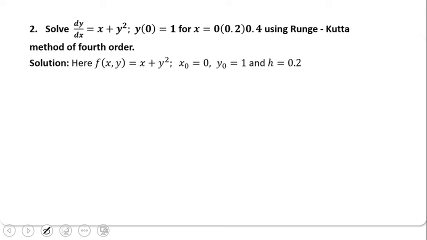Here dy by dx is x plus y square. Here observe that dy by dx is nothing but a function of x and y. So replace dy by dx by f of x comma y. So dy by dx is equal to f of x comma y is equal to x plus y square. Here we have y at 0 is equal to 1, which is of the form y at x naught is equal to y naught. So in place of x naught we have 0 and in place of y naught we have 1. So x naught is 0 and y naught is 1 here.